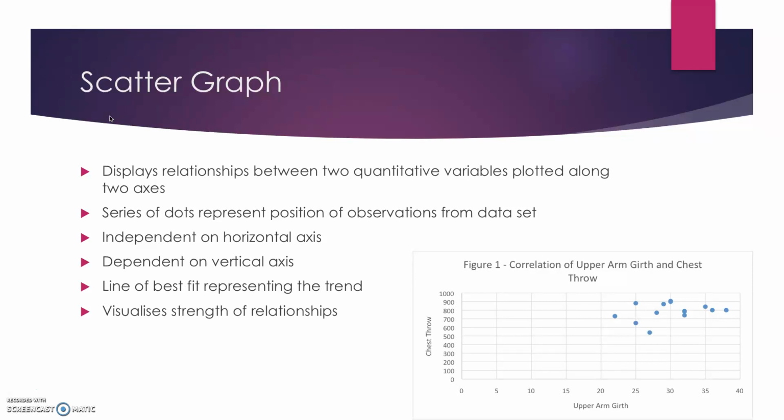Just as the line graph, the independent variable is on the horizontal axis and the dependent variable is on the vertical. In my graph's case, the independent variable is the participants again and their upper arm girth. Then the variable we measure is how far they can throw the ball off their chest. In these graphs, there can be a line of best fit to represent the trend. And then finally, they visualize the strength of the relationship shown.